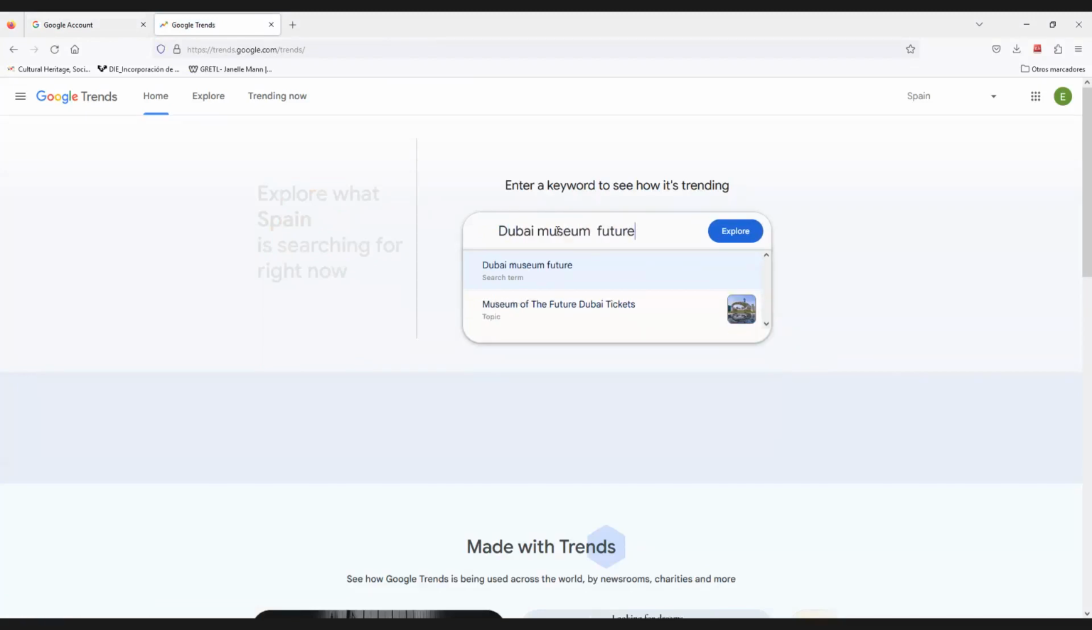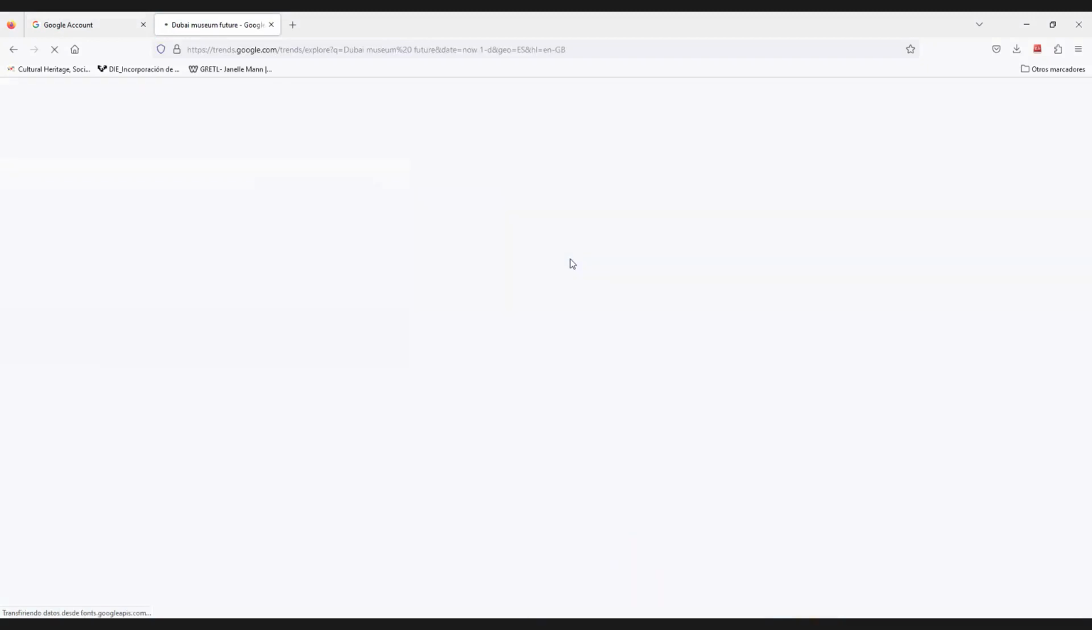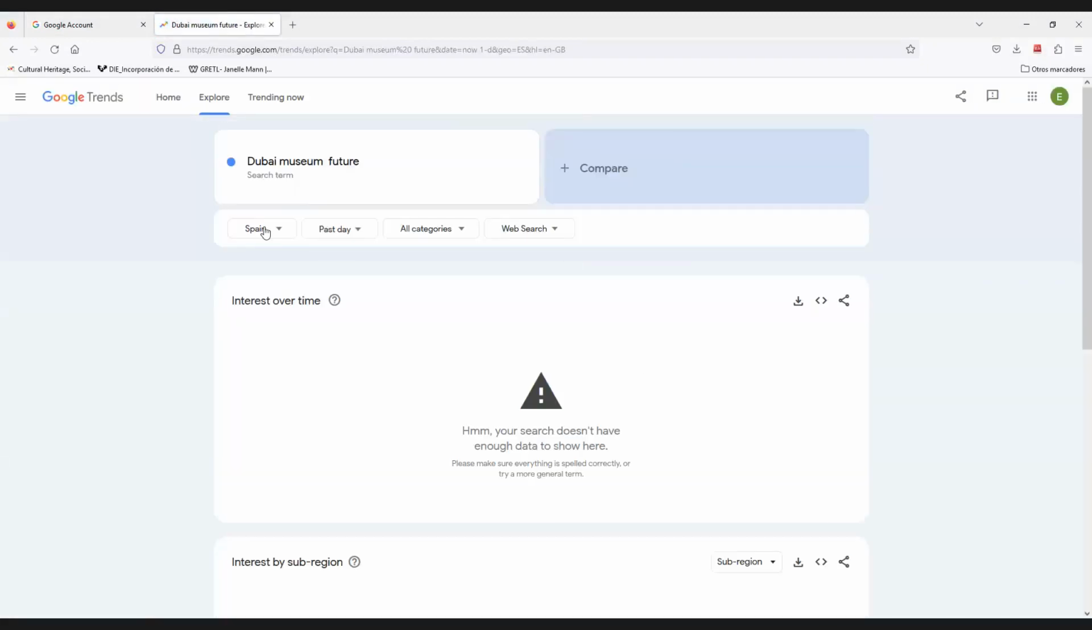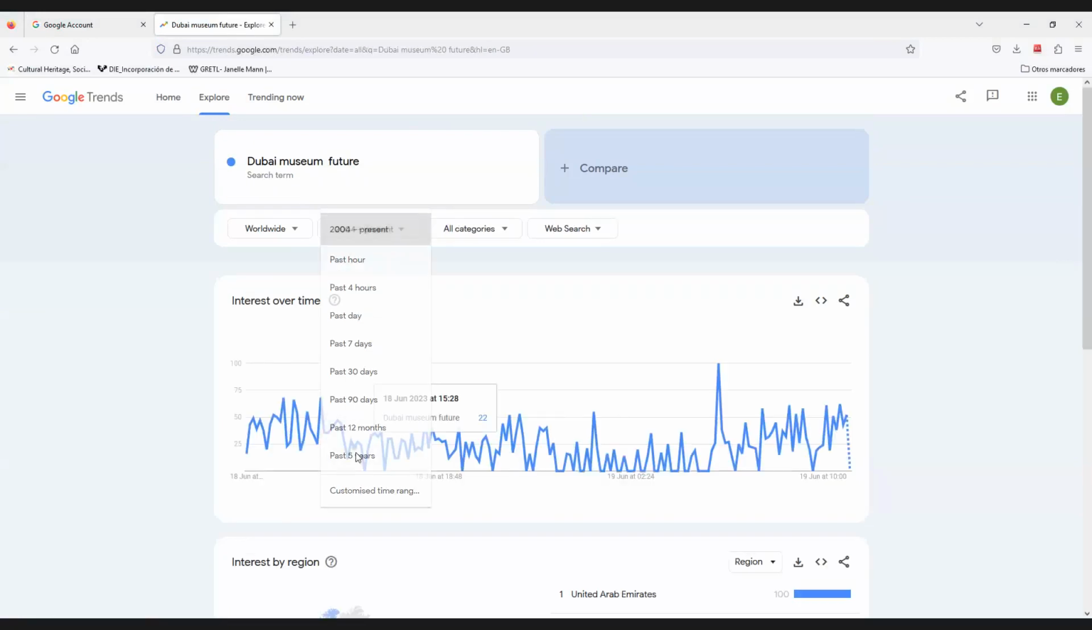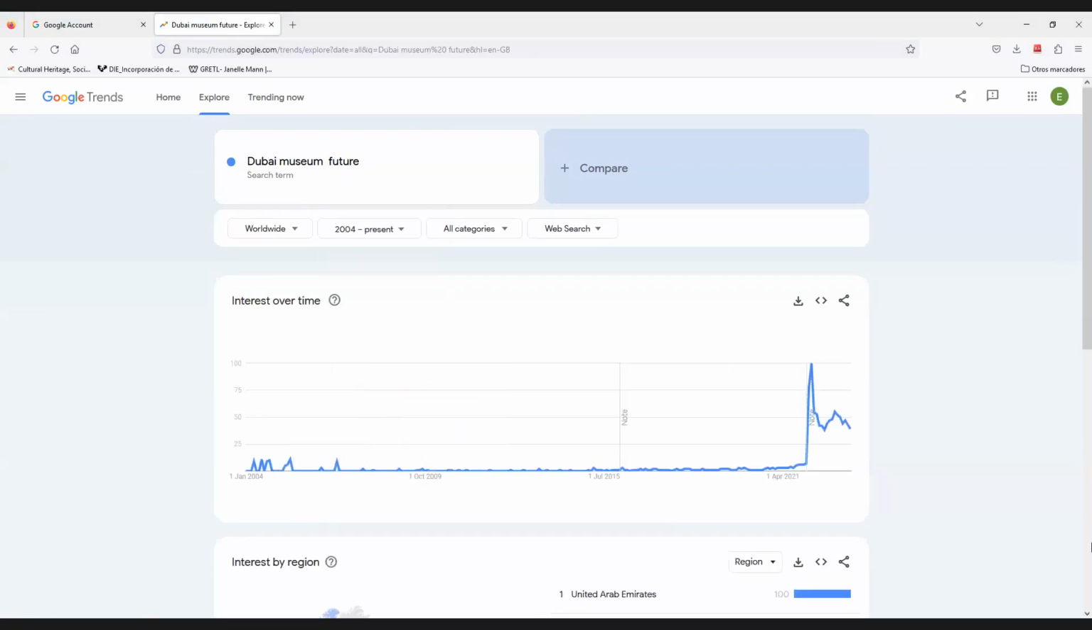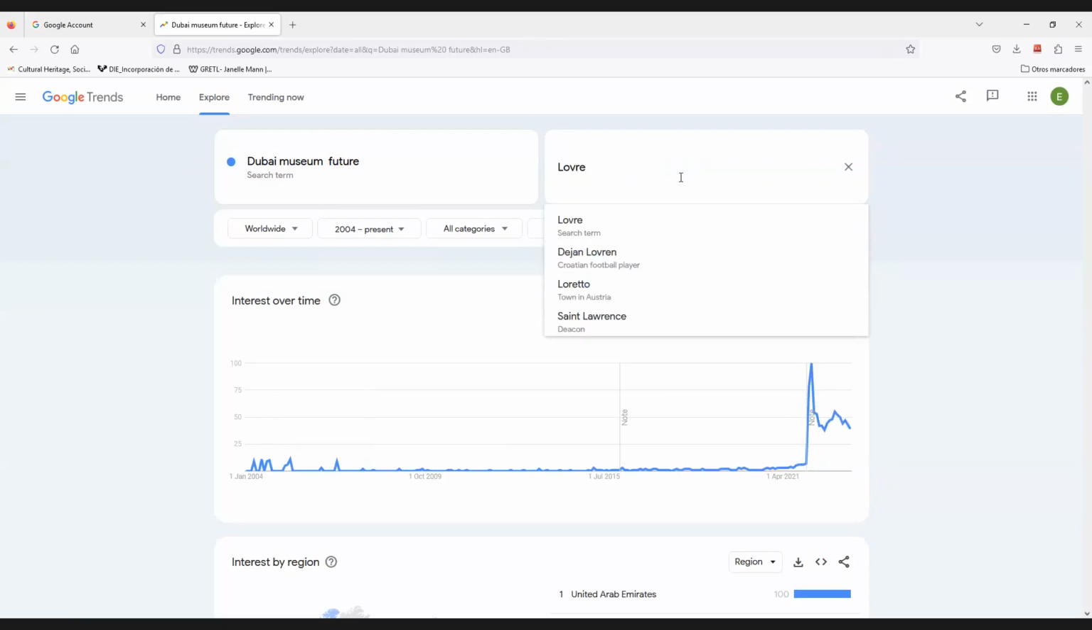This is a very outstanding science museum in Dubai, okay. This Dubai Museum of the Future. Now I go to Louvre Abu Dhabi.